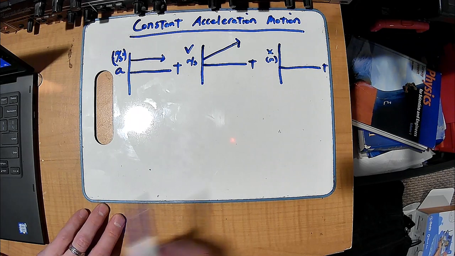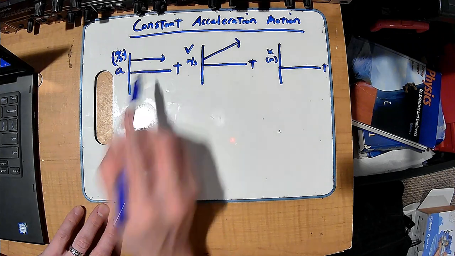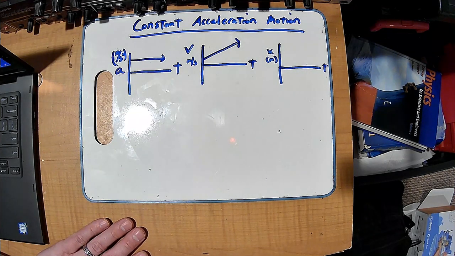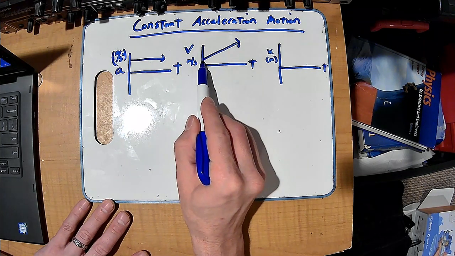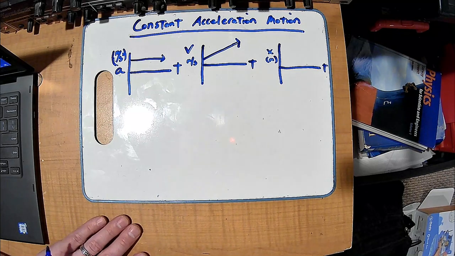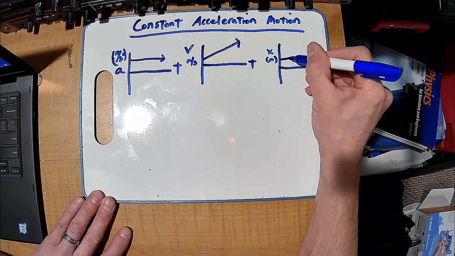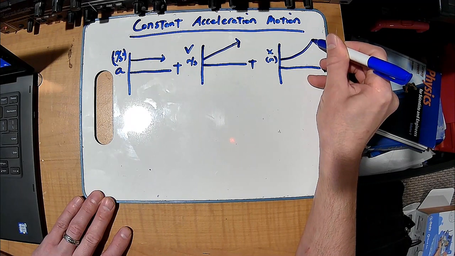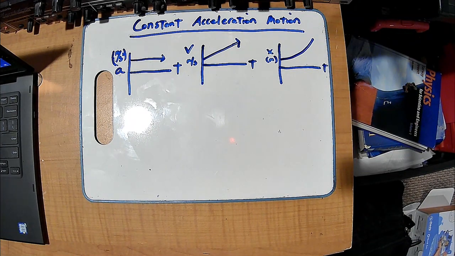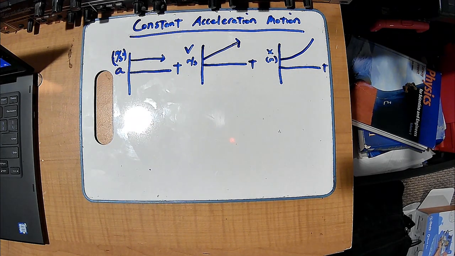Now, imagine what a position versus time graph would look like for this type of motion. If an object starts out at a low positive velocity and gets faster and faster in the positive direction, we should expect that it would curve opening upwards like this. Okay? So I don't think that the shapes of these three graphs are all that surprising.